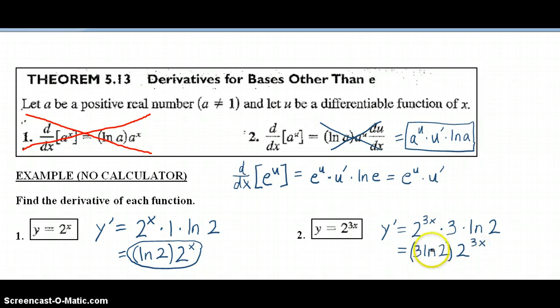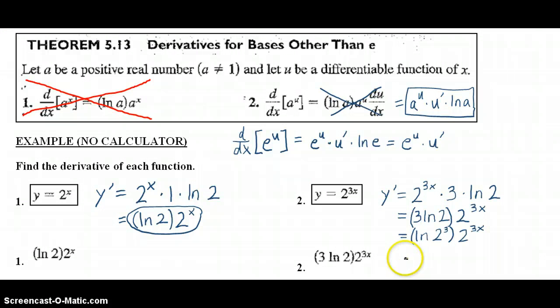Where do the properties of logs come in? Well, this 3 out front here, you could kick up and make the exponent so that this becomes the natural log of 2 to the 3rd power times 2 raised to the 3x power. And you can go one step further because 2 to the 3rd power is 8, so the natural log of 8 times 2 raised to the 3x power.